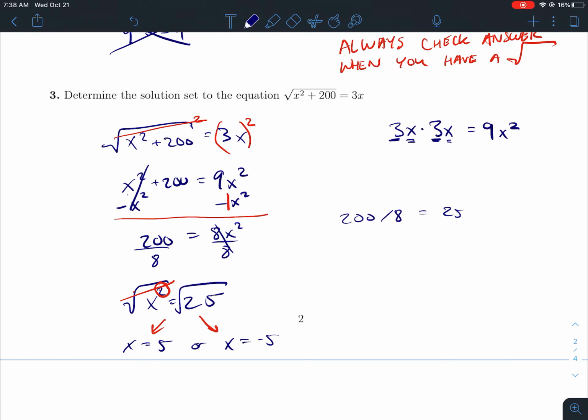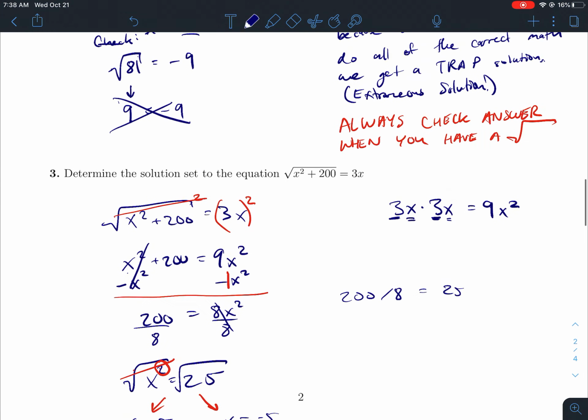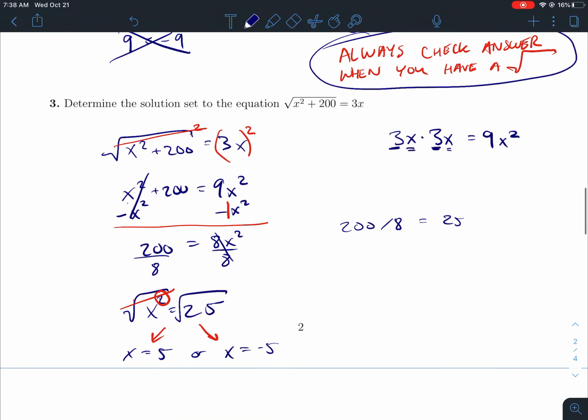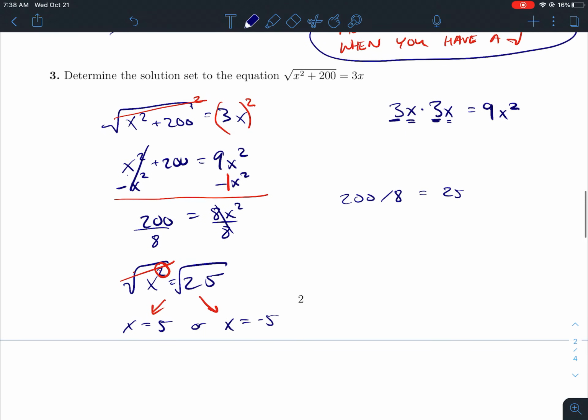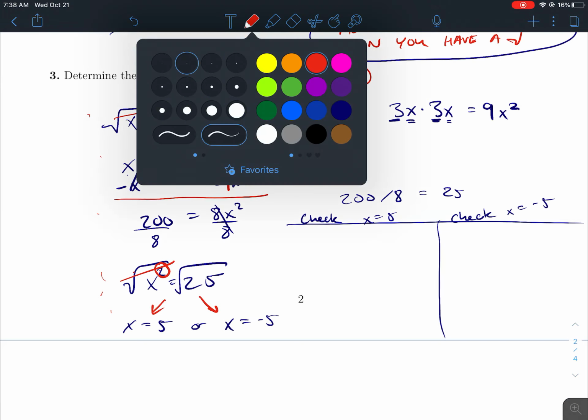So we're done with the problem, right? No, because we started with the square root. We're in danger here. One or both of these answers may actually be traps. So we do need to check each of them separately. Let's check x equals 5, and let's check x equals negative 5. So when we're checking these, you can't do it in any of the intermediate steps here. You actually have to go back to the original problem.